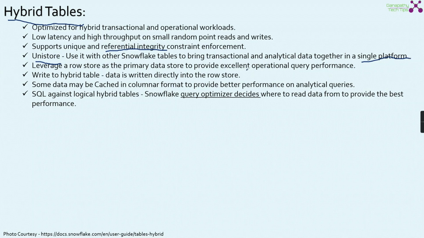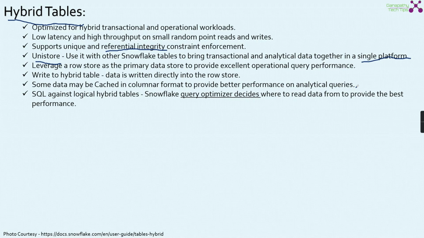Say I can have a table which is in the columnar way, and I can have a table which is in the transactional row-based way. I can have the option to combine both these tables in the form of a join, in the form of a view or anything. That possibility is opened using Unistore. So it leverages a row store as the primary data store to provide excellent operational query performance. When writing to the hybrid table, data is written directly to the row store. Some data may be cached in the columnar format to provide better performance on analytical queries.